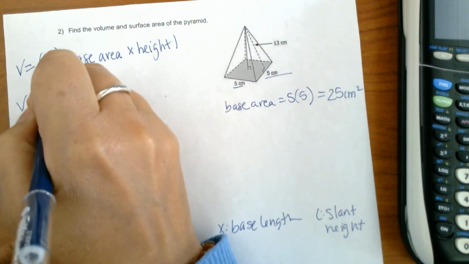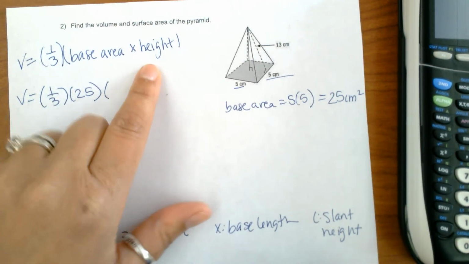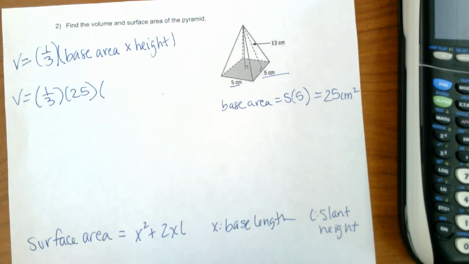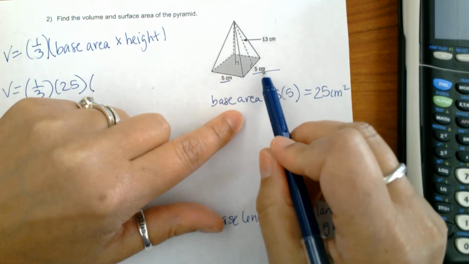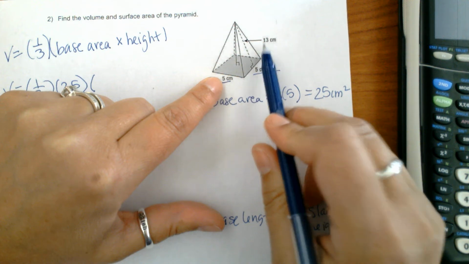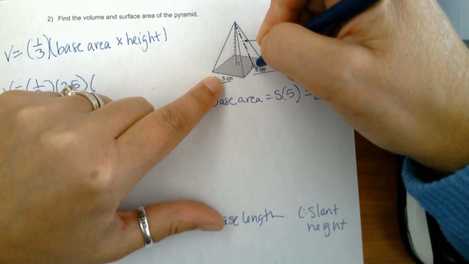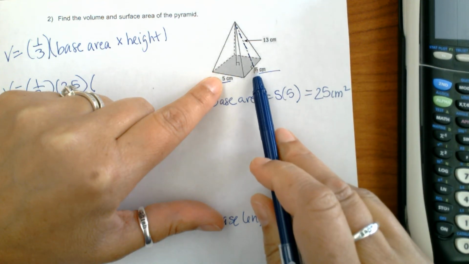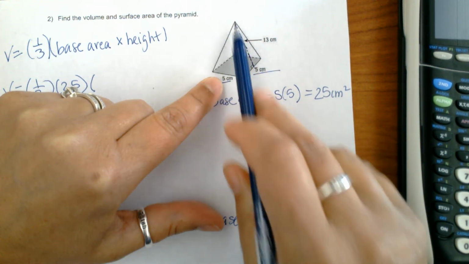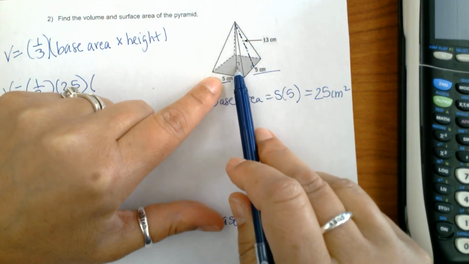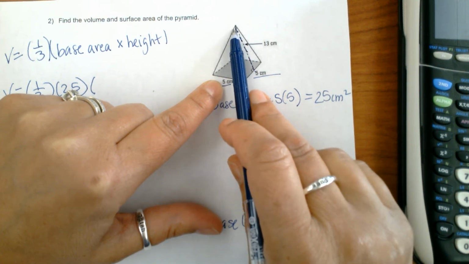So in filling this in, I'm going to get 1/3 times 25 here times, now I need our height. Okay, so let's see what they give us. Here, they give us our base lengths, and they also give us our slant height. So this dotted line is our slant height. I know it meets at a 90-degree angle, but it is not the actual height. The actual height is how tall this is from the middle of the base all the way up to the apex here, all the way up to that tippity top point.